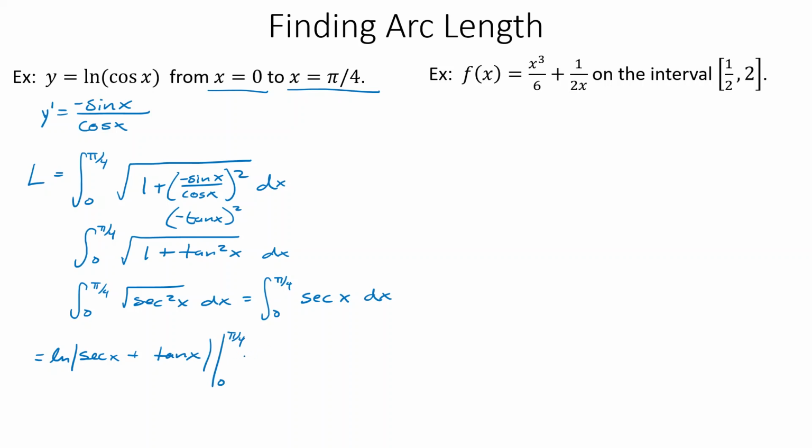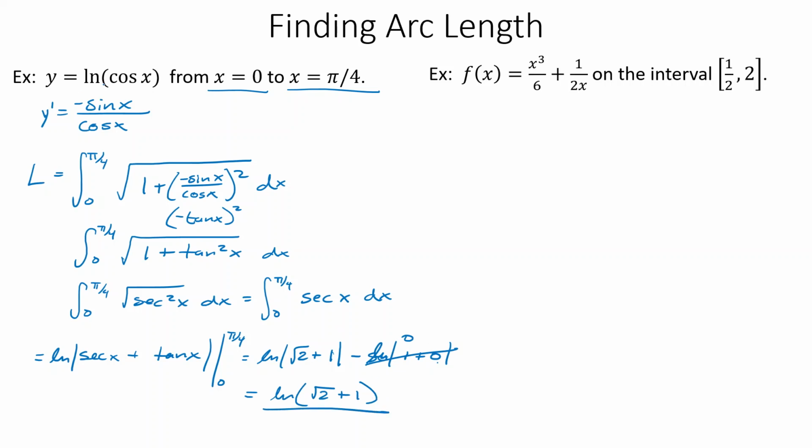And then we're plugging in both of those. So secant of pi over 4 is root 2. Tangent of pi over 4 is 1. Minus natural log, sorry, of secant of 0 is 1. Tangent of 0 is 0. Natural log of 1 is 0, so that's all 0. So we just get that this is the natural log. We don't need the absolute value because the square root of 2 plus 1 is already positive. And there's our answer.